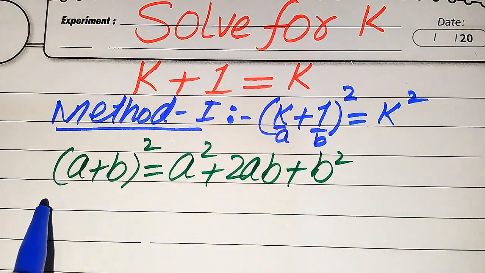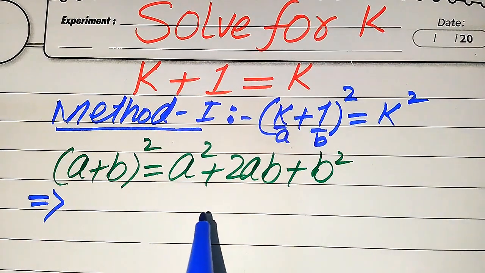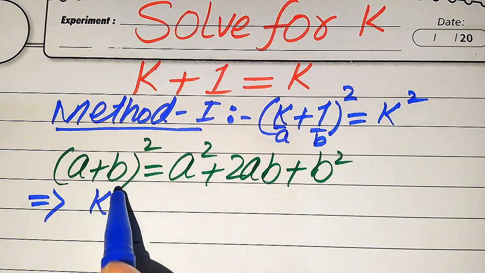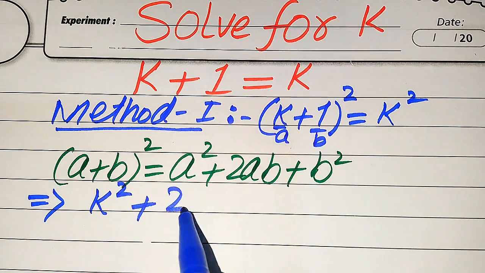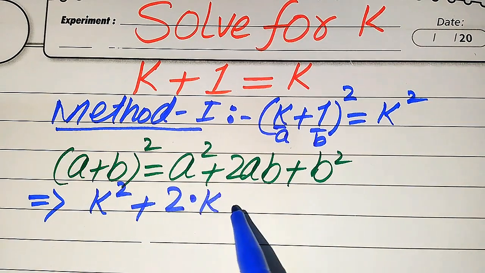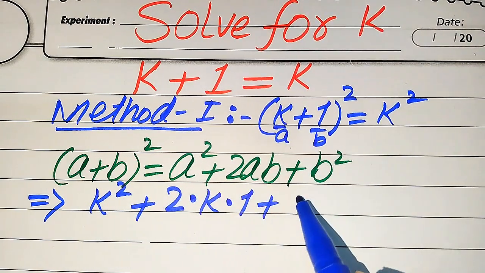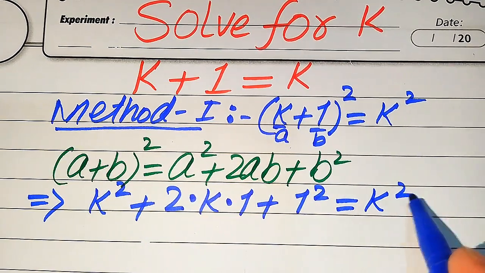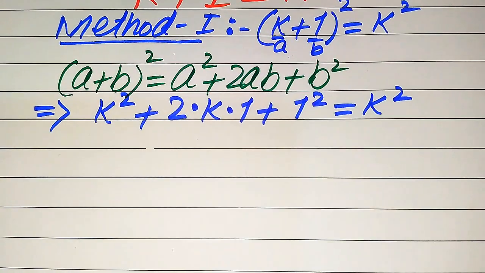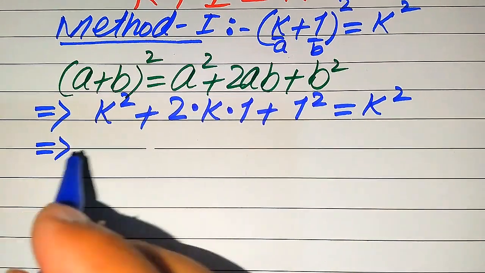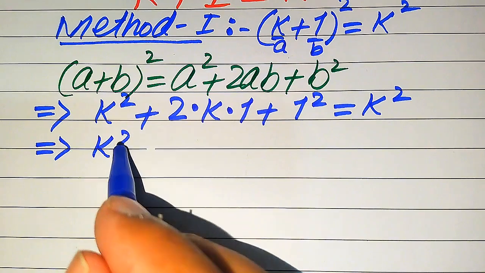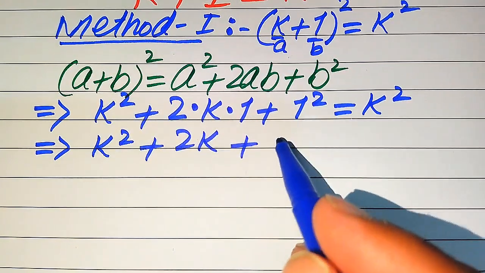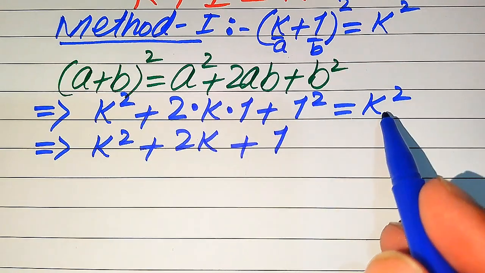So according to this formula, we write our above equation as: this is a plus b, and first you have a square, the value of a is k, so it becomes k square plus 2 times ab. Here our a is k and b is 1, plus b square, so b is 1 square, and this is equal to k square. And further, in the next step, we need a little bit of simplification, and we get k square plus 2 times k plus 1 square, and 1 square becomes 1. This is equal to k square.